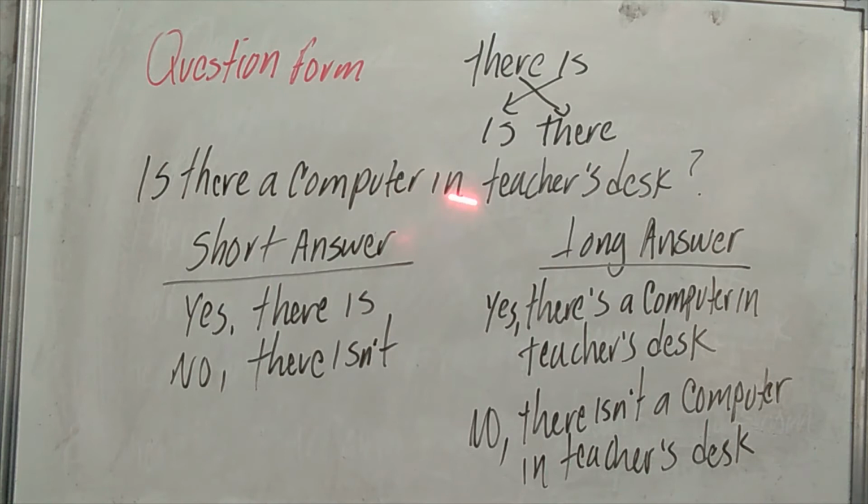Y vamos a tener dos tipos de respuesta. La respuesta corta, que es esta, y la respuesta larga, que es esta. ¿No? Por ejemplo, si preguntamos, is there a computer in teacher's desk? Dice, yes, there is. No, there isn't. Esa es la forma de contestar a la pregunta. ¿Sale? Ya nos pregunta, ¿hay una computadora en el escritorio del profe? Dice, sí, sí hay o no, no hay, solamente. Es una respuesta muy cortita, ¿sale? Sí hay o no hay, punto.